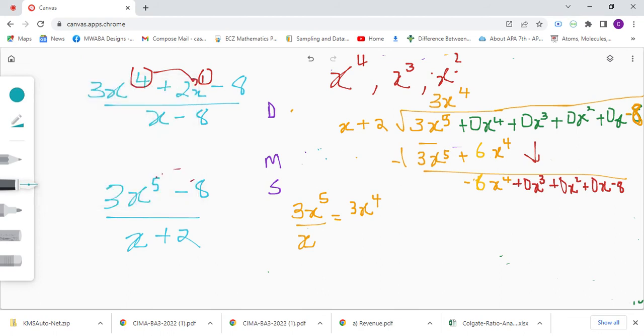Okay. We start division, multiplication, and subtraction. Negative 6x to the power 4 divided by x, we get negative 6x to the power 3. Negative 6x to the power 3 times x, we get negative 6x to the power 4. Negative 6x to the power 3 times 2, we get negative 12x cubed.